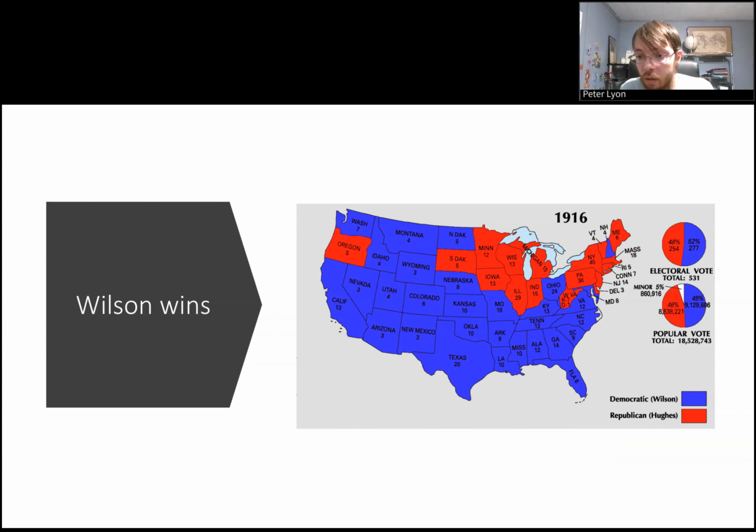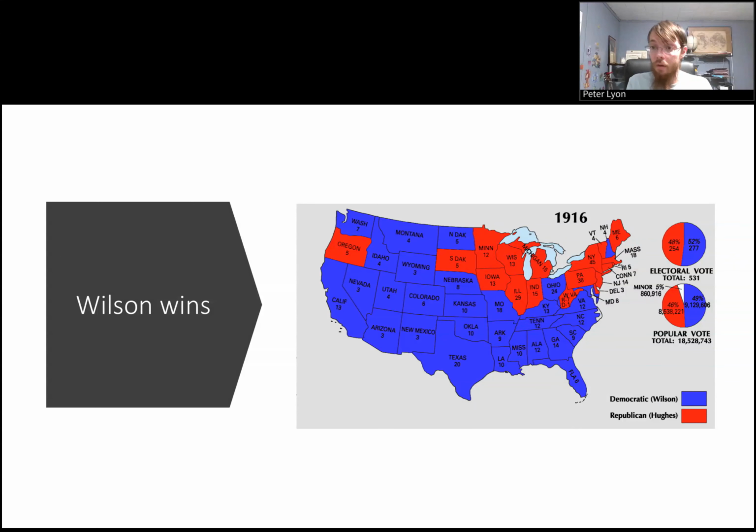But ultimately, Wilson wins. In the popular vote, it's really close. It's 49% to 46%. And the electoral college is very close: 277 to 254. There's 13 votes from California. If you flip them, that would have been 267 Republican, 264 for the Democrat. And at that point, you needed 266, so that would have been just enough.